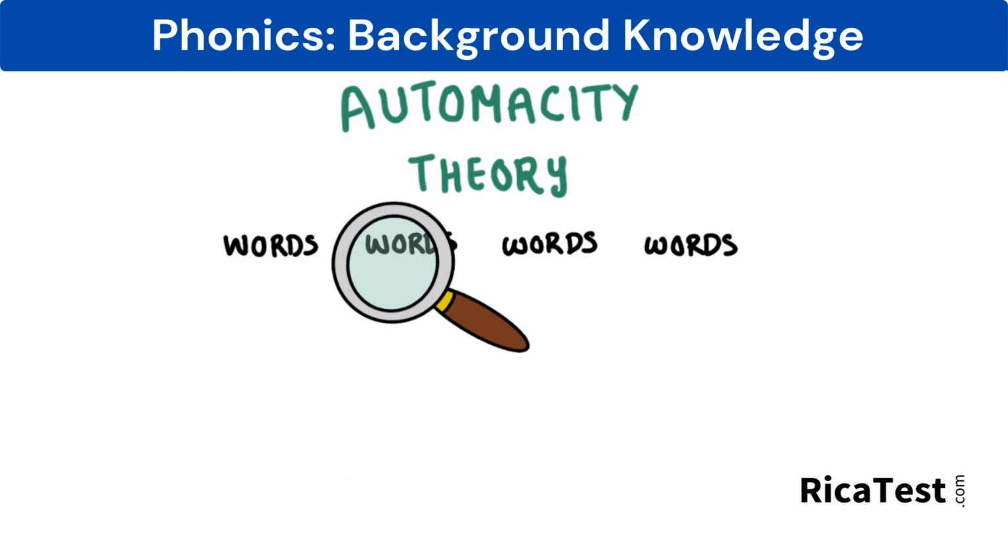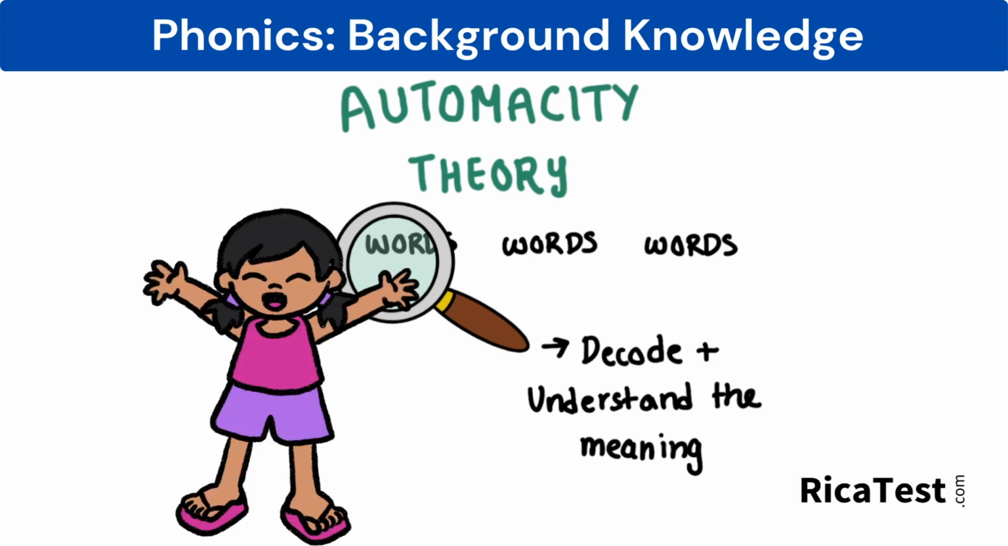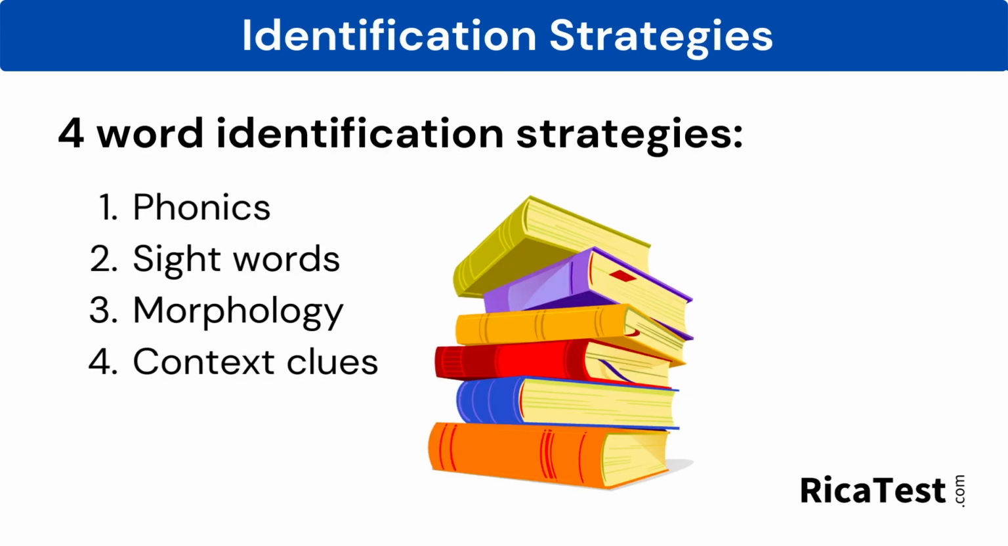Once students acquire these word identification skills, they can begin to achieve the ultimate reading outcome, which we call automaticity. This is the ability when students are able to fluently read without being hindered with trying to decode the words they are reading. In short, automaticity theory is the ability of a student to decode words and understand the meaning of the text which they read.